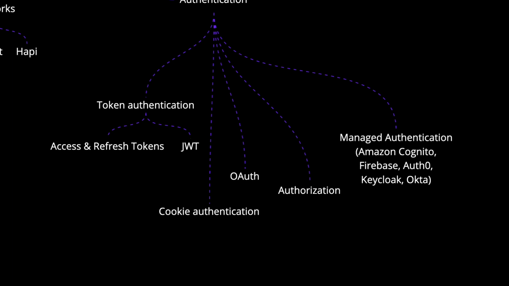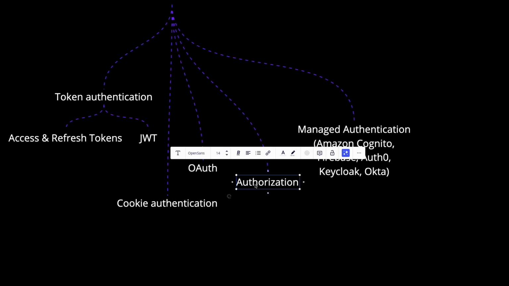So authentication is the process of verifying who a user is, but authorization, on the other hand, is the process of verifying what they have access to. For example, a user can be an admin or just a user, or they can be super admin, and there are different roles, and these roles are controlled by authorization methods.